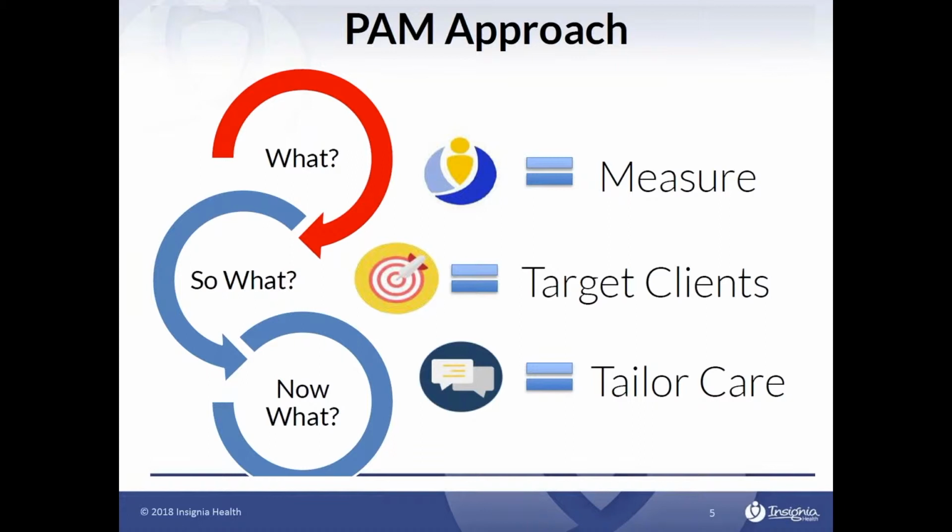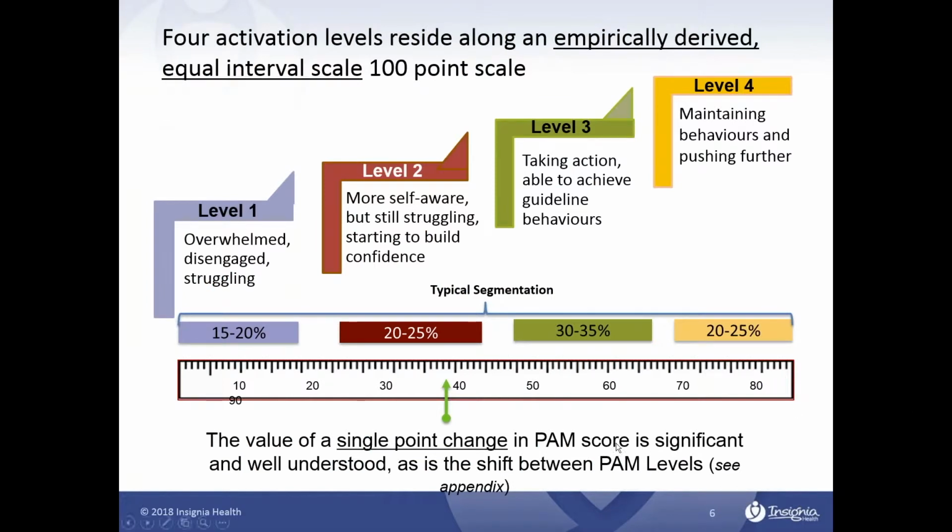Next slide, please. And as I mentioned earlier, there are 4 activation levels that are empirically derived. So what that means is, and this is very important, it means that each point on that 100-point scale is an equal interval scale, just like temperature and blood pressure and those measures. So we know that a movement from a score of 30 to 31 is similar to a score of 80 to 81. And more importantly, we know the value of a single point change in a PAM score is significant and well understood. And we'll talk more about that as well in these slides.